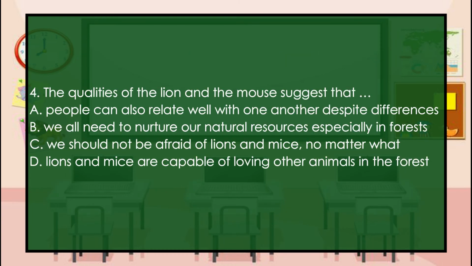Last question. The qualities of the lion and the mouse suggest that A. People can also relate well with one another despite differences. B. We all need to nurture our natural resources, especially in forests. C. We should not be afraid of lions and mice, no matter what. D. Lions and mice are capable of loving other animals in the forest.